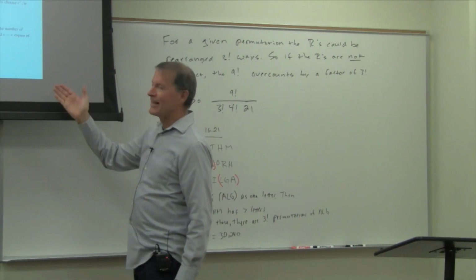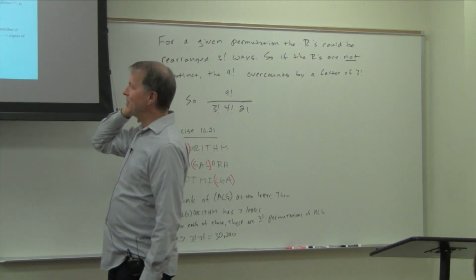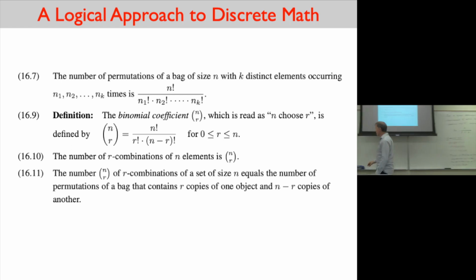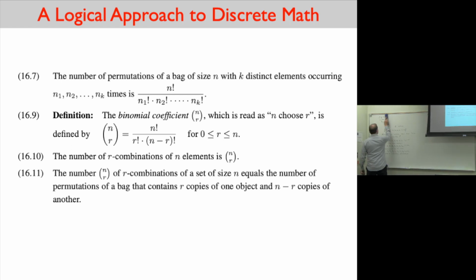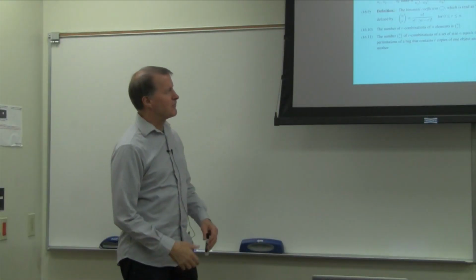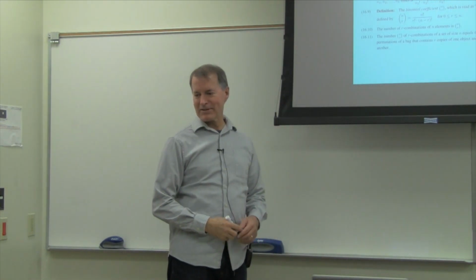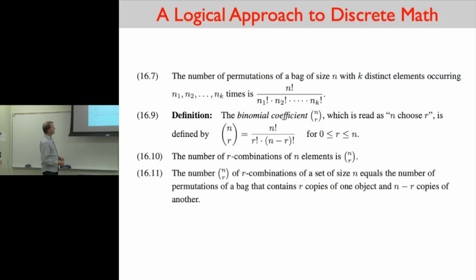Now the next one, and you may have seen this before, is called the binomial coefficient. This is a favorite programming exercise because there's a nice recursive algorithm for computing the binomial coefficient based on Pascal's triangle. You know Pascal's triangle? 16.9 is a definition, and then 16.10 is a statement about how it applies.